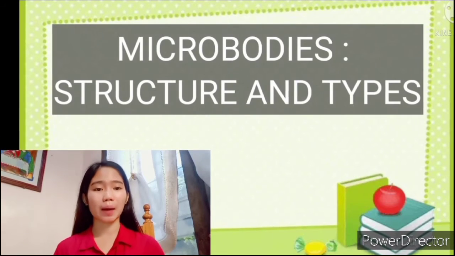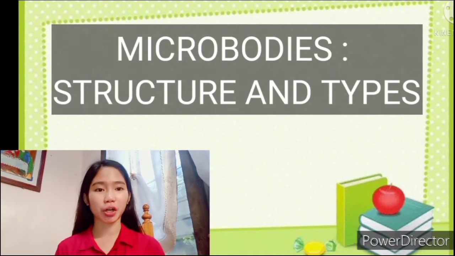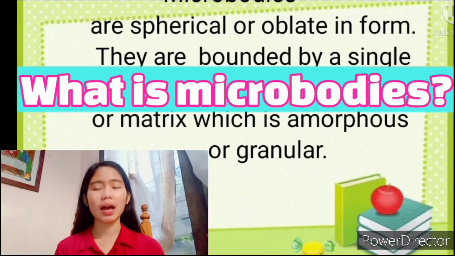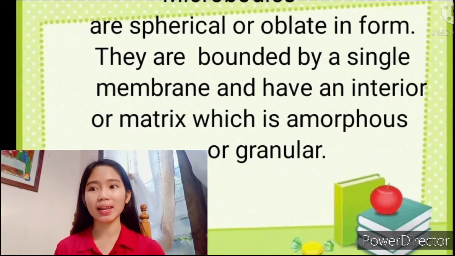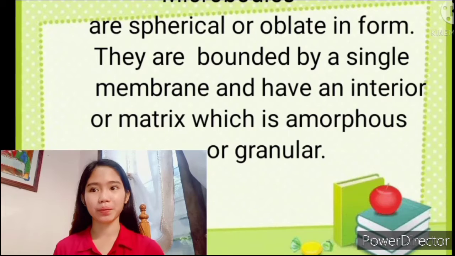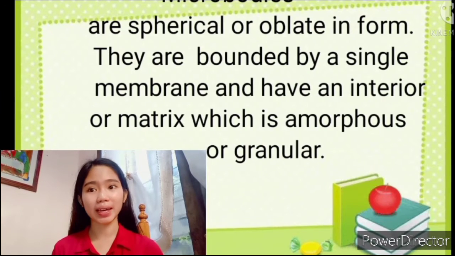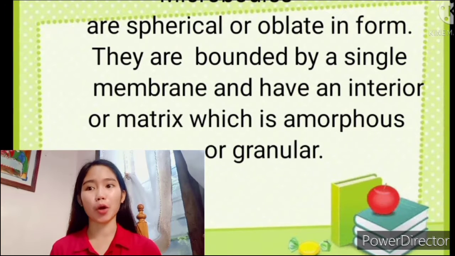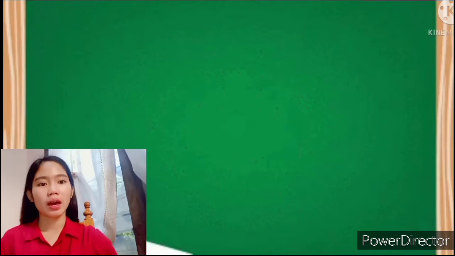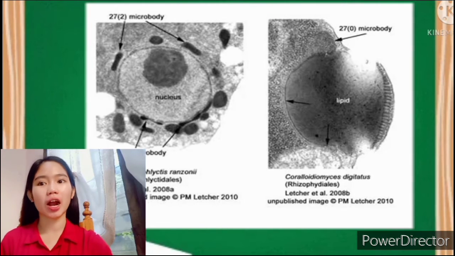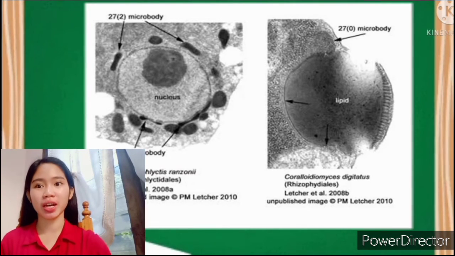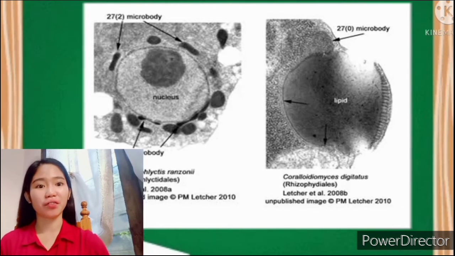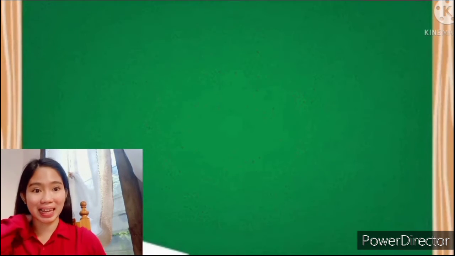So let's discuss microbodies, structure, and types. What is meant by microbodies? Microbodies are spherical or oblate in form. They are bounded by a single membrane and have an interior or matrix which is amorphous or granular. Microbodies are most easily distinguished from other cell organelles by their content of catalase enzyme. So what is catalase enzyme?